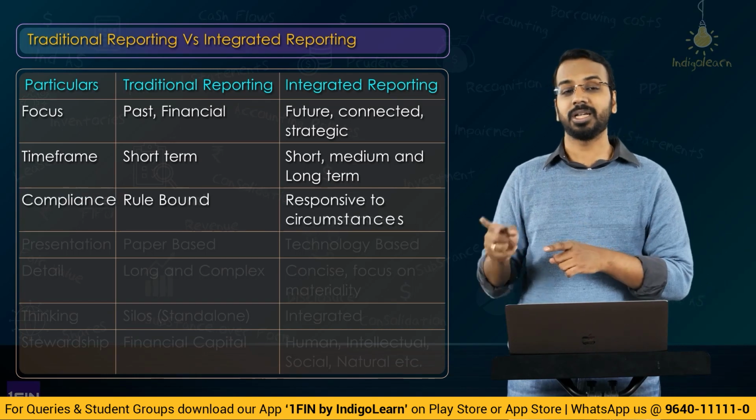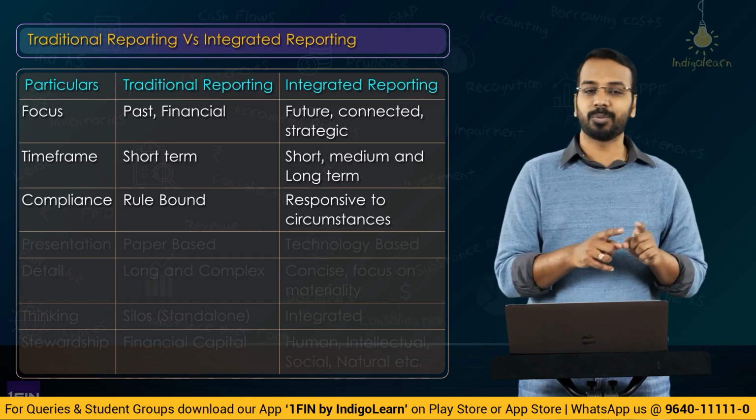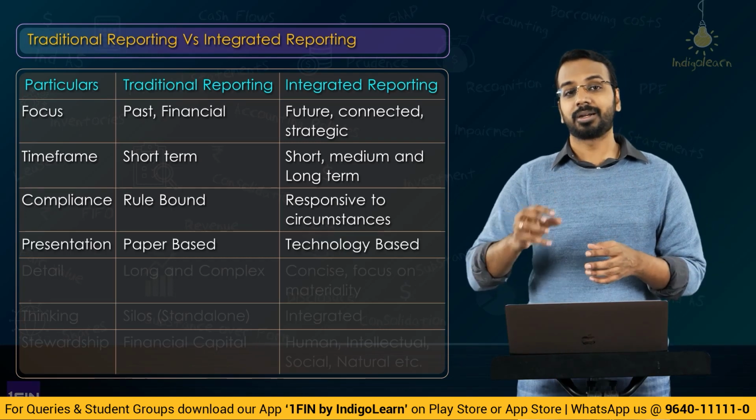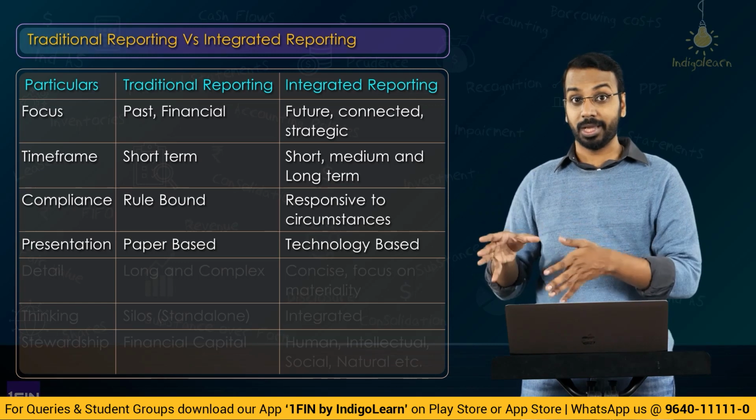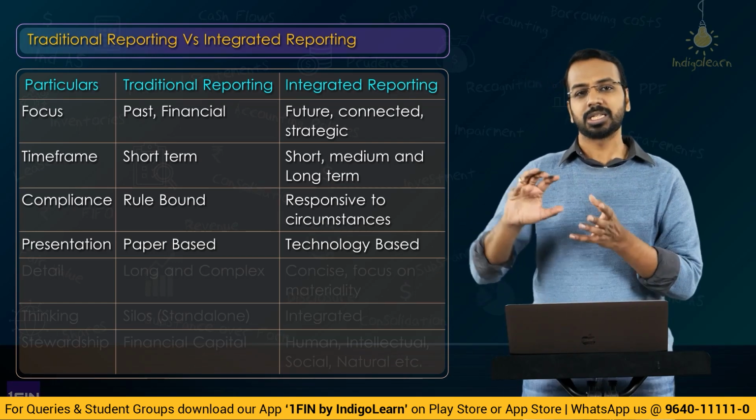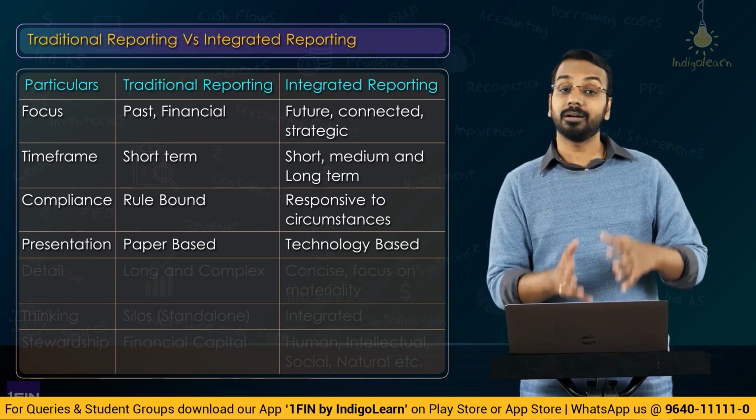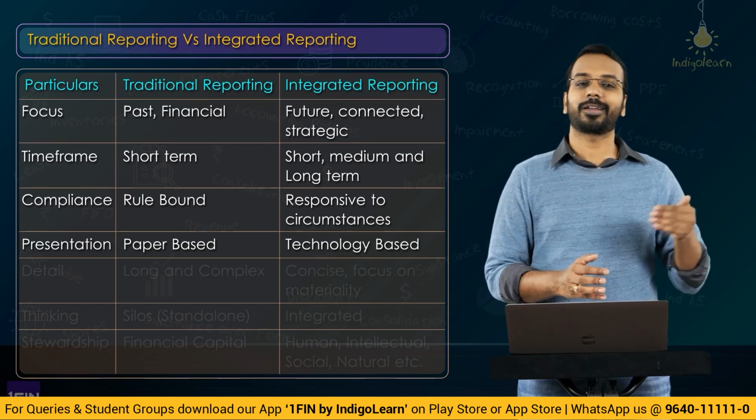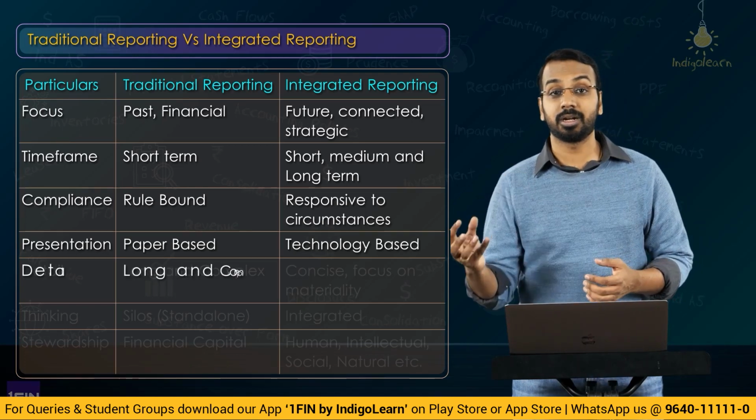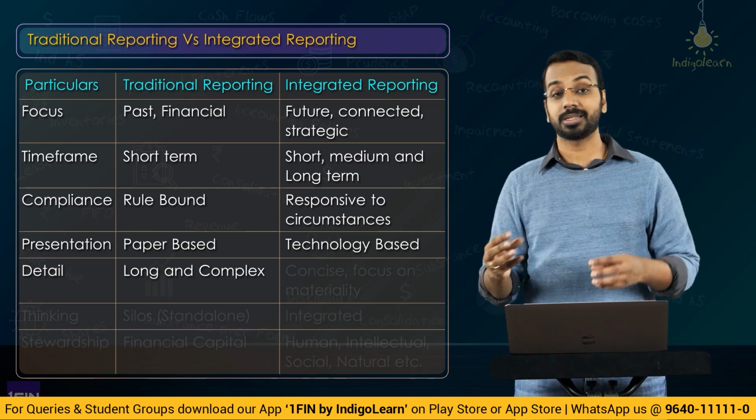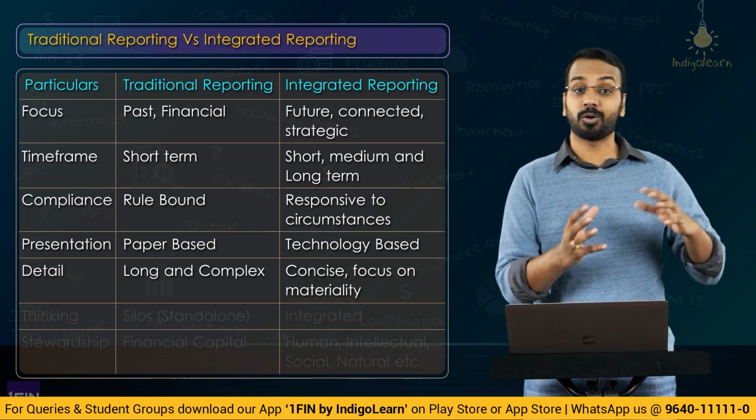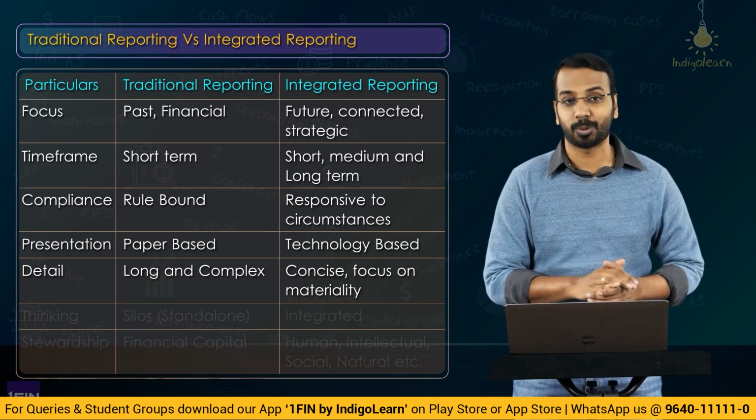If you look at traditional reporting, it is more rule based. If you look at integrated reporting, it is principle based. And if you look at the manner in which the reporting is done, traditional reporting is paper based. In fact, even today, you have to physically take a printout and sign the annual financial statements, right? Of course, some of that is being digitized. But if you look at integrated reporting, it is more technology based, the way it is presented. Then when you look at the details, the traditional reporting is long and complex. The integrated reporting is more concise, with a simplified and concise approach.